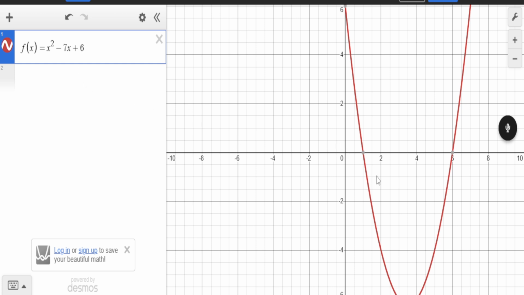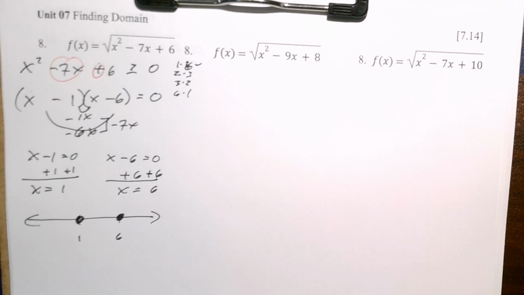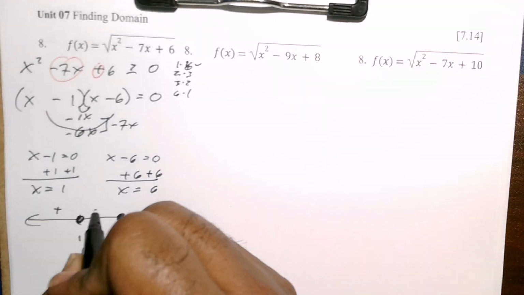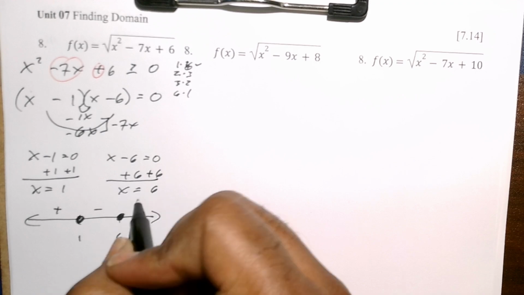Okay, there's our graph right there. And I can see behind 1, all of this part right here is positive. See, the graph is up here. When it's in the upper portion, this is positive. If it's down here in the lower portion, that's negative. So everything behind 1 is going to be positive. Everything between 1 and 6 is going to be negative. But everything after 6 is going to be positive according to this graph. So let's put that in. According to the graph, this is positive, this is negative, and this is positive.